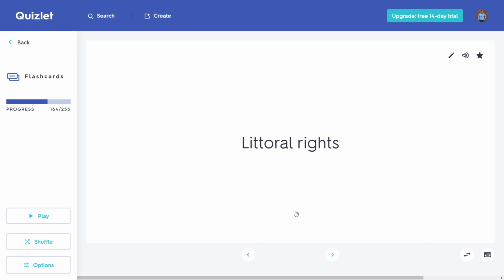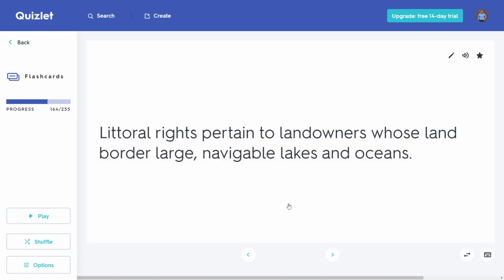Okay, what do you guys know about littoral rights? Well, I'll give you guys a hint. It deals with water. So maybe you needed that hint, maybe you didn't, maybe you already know. What are littoral rights? Well, littoral rights pertain to landowners whose land borders large navigational lakes or oceans.